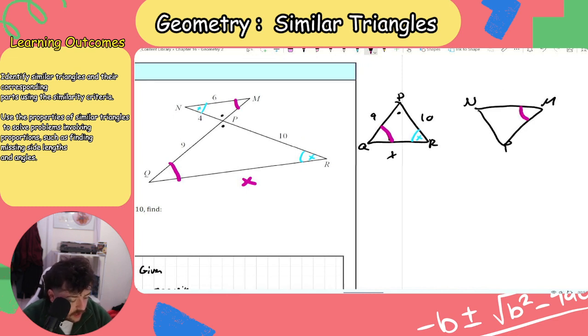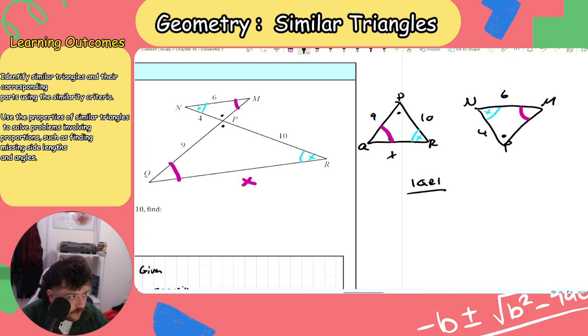So this one here is my purple one, this is my blue one, and then this is going to be my dot here. This is 6, this is 4. So I need to find the ratio QR. So I put QR on top of my fraction. What side does that correspond with?